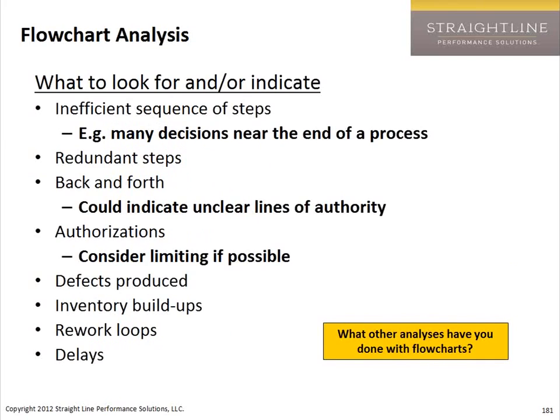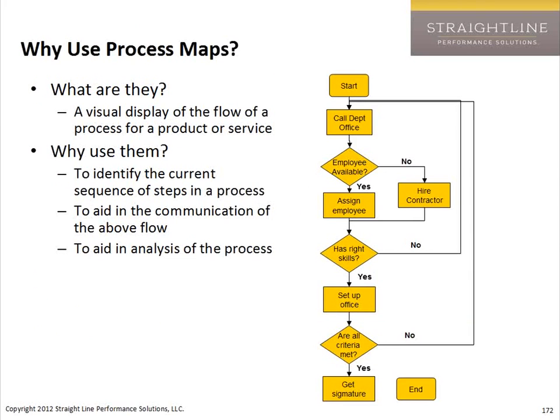Okay. Now, what are some of the things that you look for when you do flowchart analysis? Well, for example, do we have an inefficient sequence of steps? Maybe we're making lots of decisions near the end of the process, or maybe we have some redundant steps, or maybe there's some back and forth, and maybe there are some authorizations. It can help us understand where defects are produced, where inventory buildups are happening, where there's rework, where there are delays.